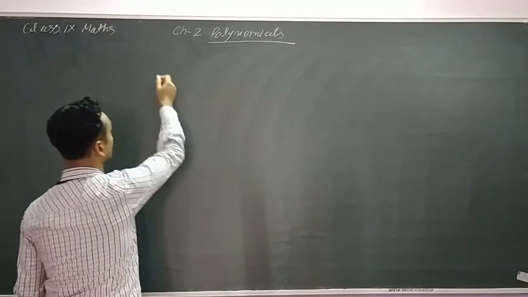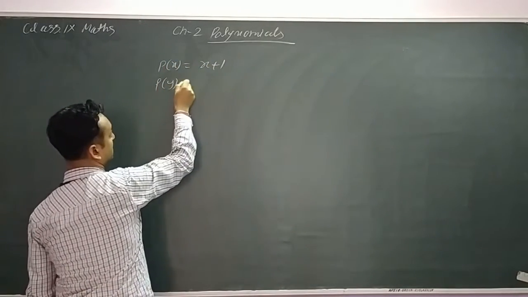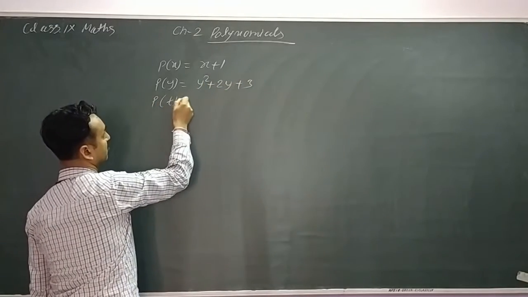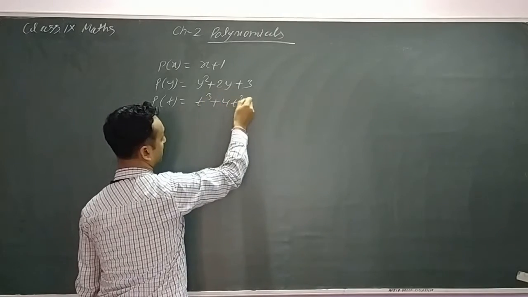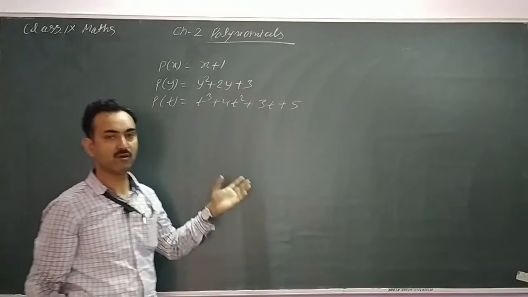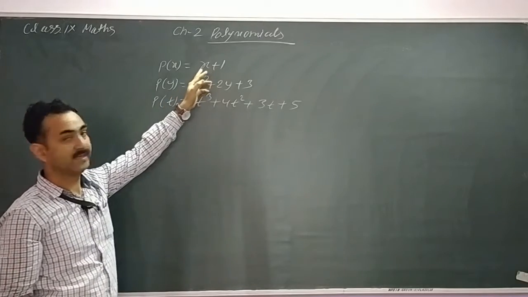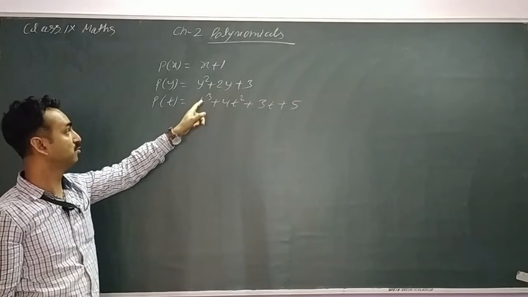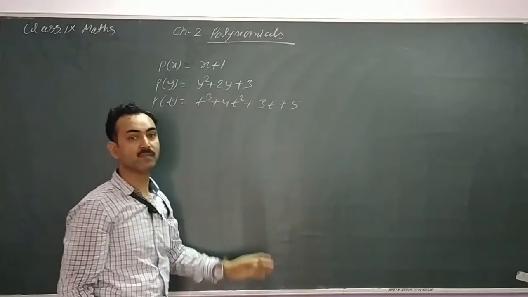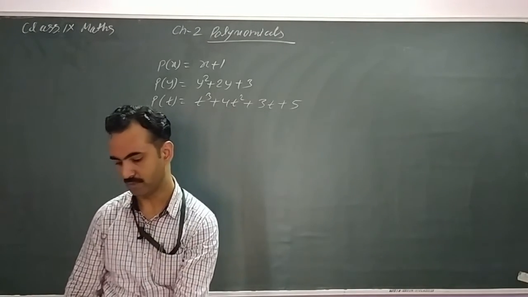Let's see some examples of polynomials, like p(x) = x + 1, p(y) = y² + 2y + 3, and p(t) = t³ + 4t² + 3t + 5. These are some examples of polynomials. You can see here the degree is 1, here the degree is 2, here the degree is 3. Degree is the maximum power of the variable. Let's understand polynomials in detail.